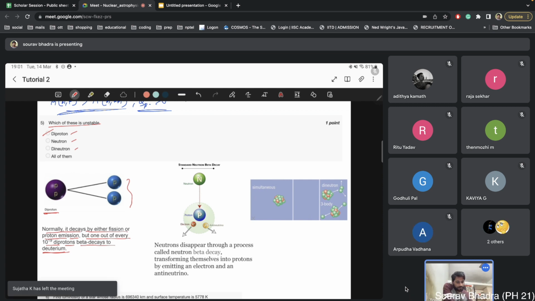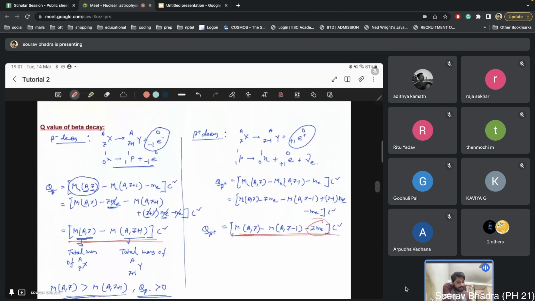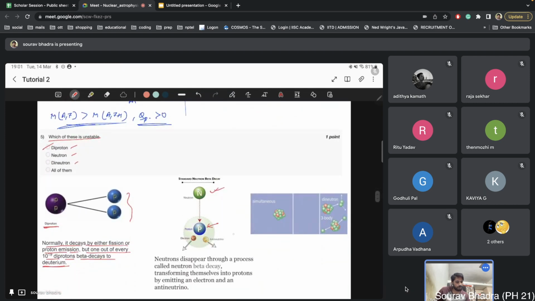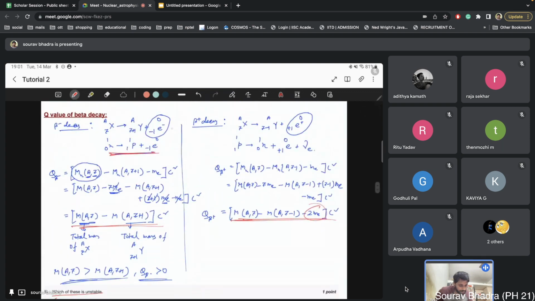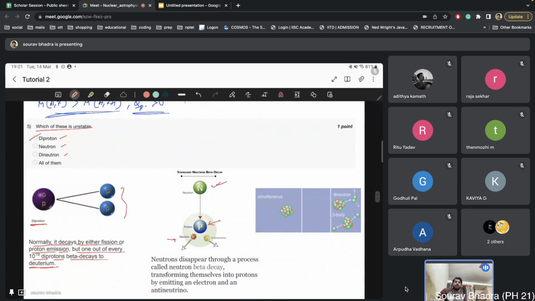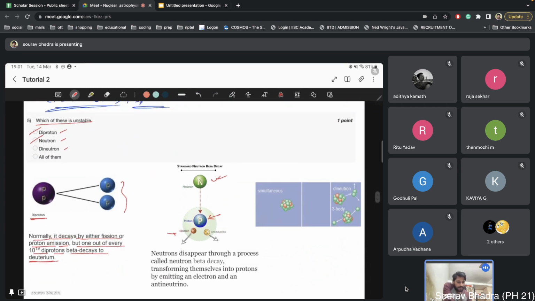And second, the neutron. This is the neutron decay, which is actually the beta minus decay. So the neutron will also decay, that will create a proton and one electron, and similarly one electron antineutrino. So here also I should have written an electron antineutrino. But that neutrino will not affect the Q value calculation. So the neutron also will decay.